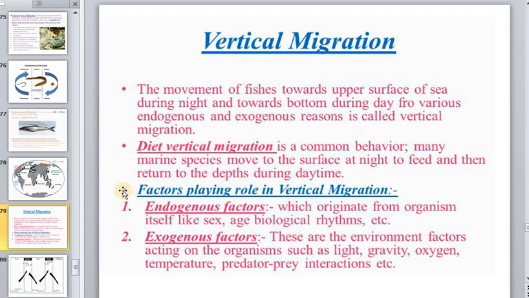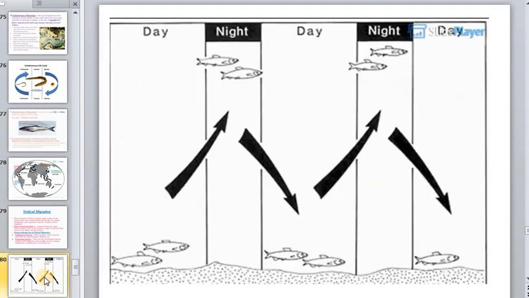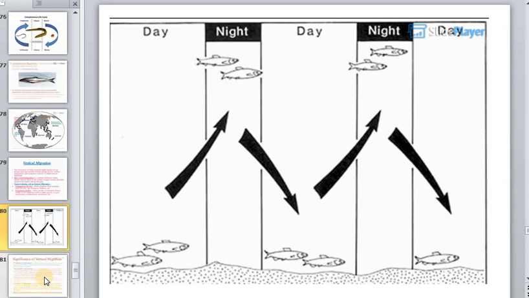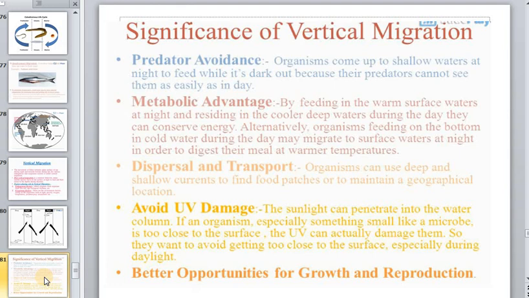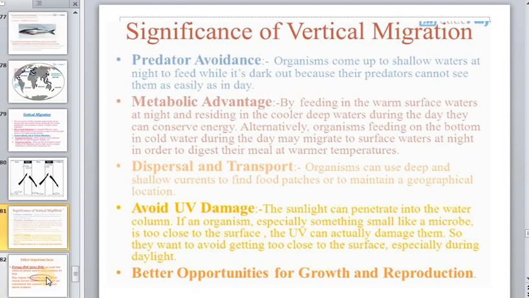Factors play a role in vertical migration. It can be endogenous factors, like biological rhythms, like sex itself, and exogenous factors acting on the organism, such as light and oxygen and temperature of the surface of the water and predator-prey interaction. And here we see what happened with animals. Some animals move up at night. And one more, this vertical migration significance.